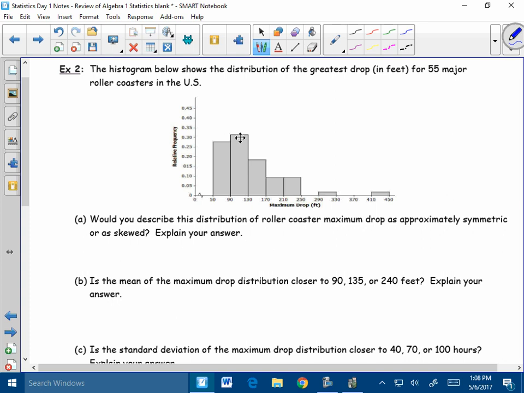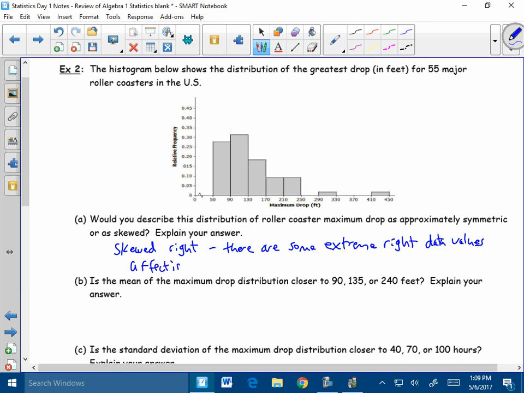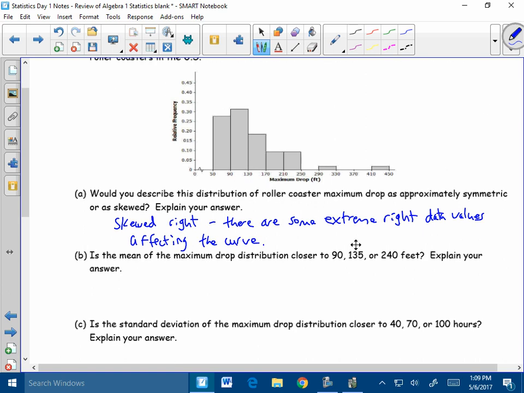I would look at this and say it definitely looks like it's skewed to the right. There are some extreme data values out here. If I connected the bars, I would need a longer tail on that right-hand side. So skewed to the right, and there are some extreme right data values affecting the curve.